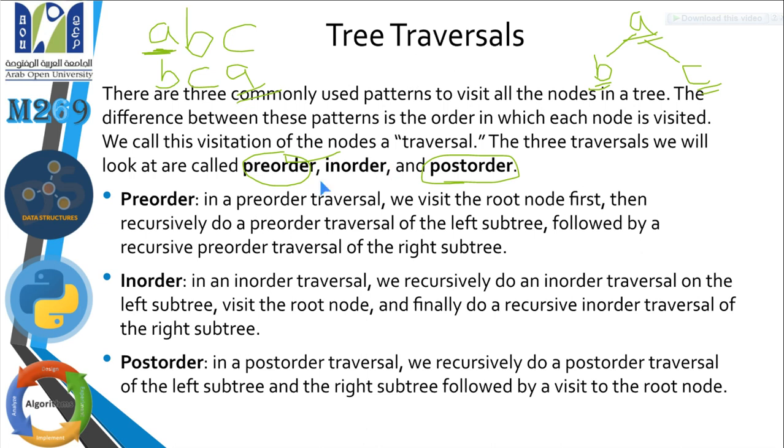When we say in order, it means the root is in the middle of the visit. So we start from left, which is B, then we visit the root A, and then we visit the right, which is C. Now the traversal of the root is in the middle of the order.